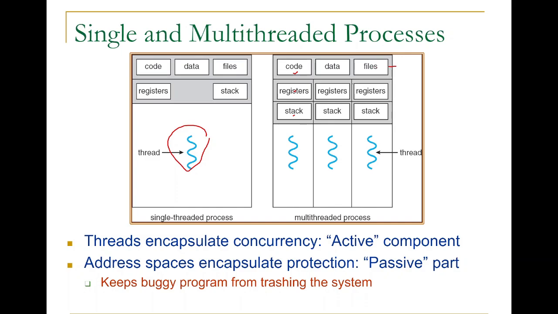But when they are processing, this thread has its own register, this one has its own register, and this is the third. They are stored in different locations. So it's the address spaces that encapsulate protection. It makes them protected from each other while they are working concurrently. The advantage is that it keeps a buggy program from trashing the system.